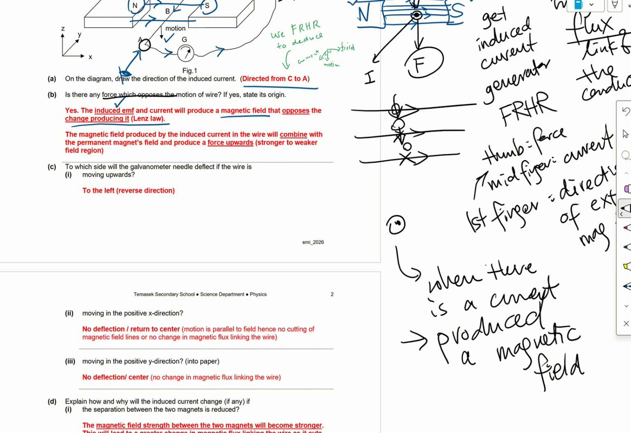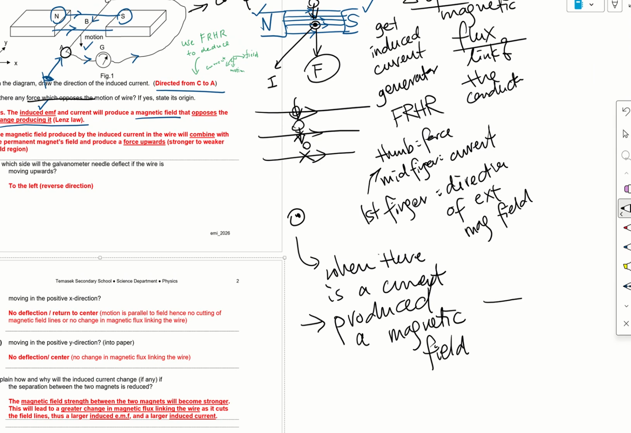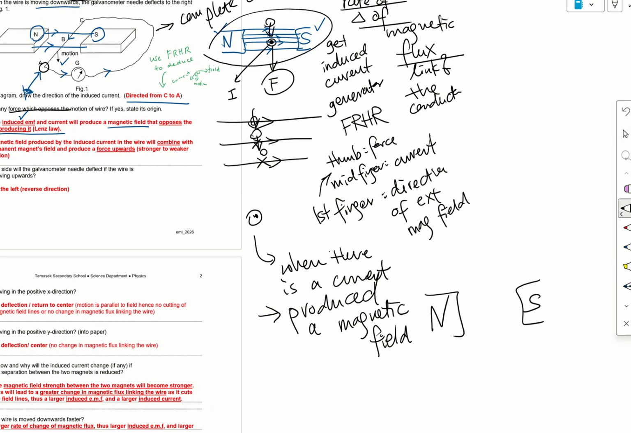Okay, and because it is actually in a magnetic field of an external magnet, so I bring this over, right, and this is the wire, and now I'm drawing in the dot, which is actually the induced current. So for this induced current, it will produce its own magnetic field. So now I'm going to use my right hand grip rule with the thumb pointing in the direction of the current, and therefore I will have a magnetic field that is in the anti-clockwise direction.